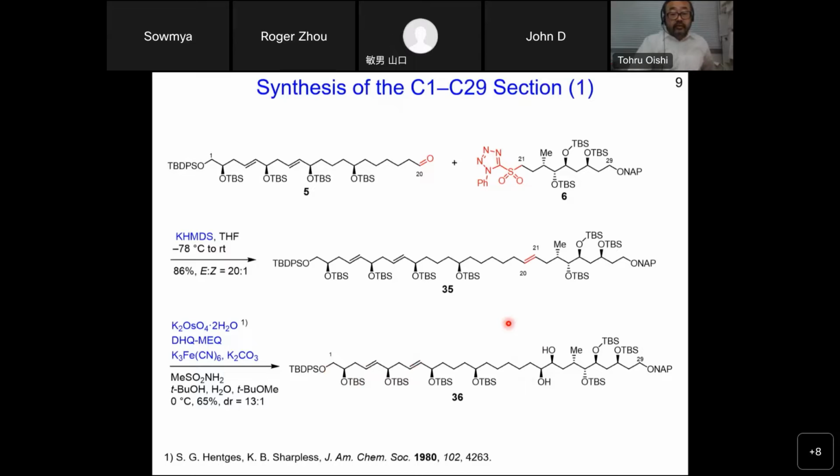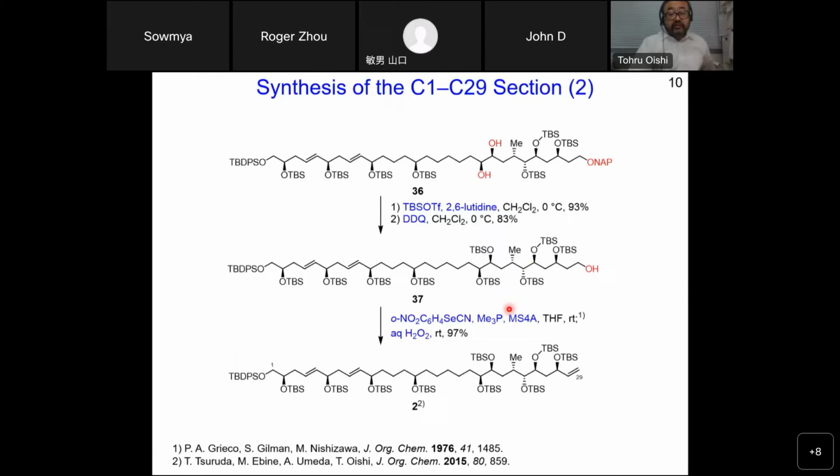So the protection of the resulting secondary alcohol as TBS ether and removal of the PMB group with DDQ, and the resulting primary alcohol was converted to the terminal olefin under the conditions reported by Grieco and Nishizawa to give the terminal olefin, the key segment compound 2.